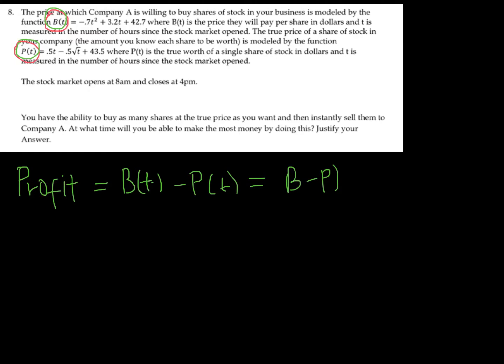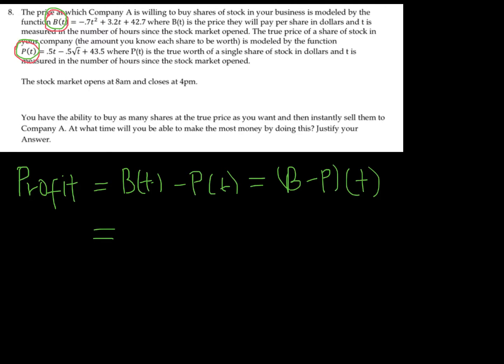So in other words, I want to think about my profit. I can just write it out here. Think about my profit as being equal to the difference in how much they're willing to spend, B of t, minus the amount I had to pay, P of t. And so I'll actually just be able to compute that because I can combine the functions by subtracting. So B minus P of t is what I'm looking for.